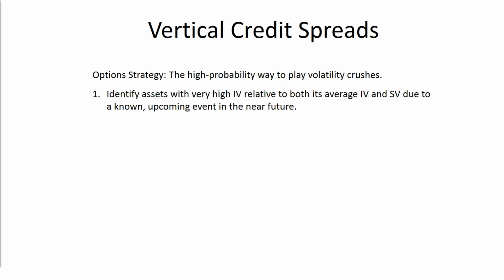Step 1 is to identify assets with very high IV relative to both its average IV and statistical volatility due to a known upcoming event in the near future. Alright, so you're looking for assets that are setting up for a volatility crush.